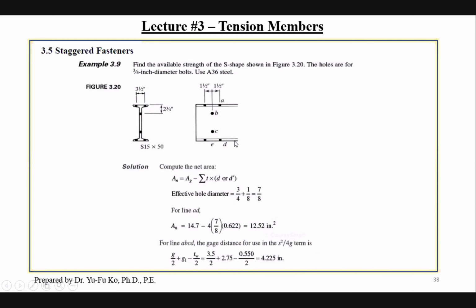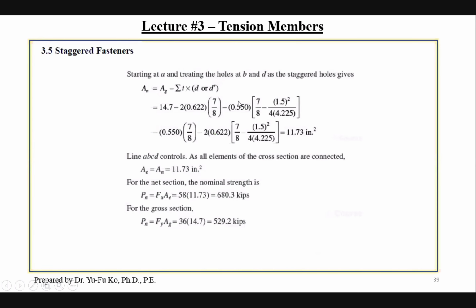Now, how about from C to D? Is D staggered or non-staggered? Staggered, so you have to use D prime, which is the effective hole diameter D minus S squared over 4G. And this is the thickness of the flange. How many bolts in this case? 2. So you need to times 2.